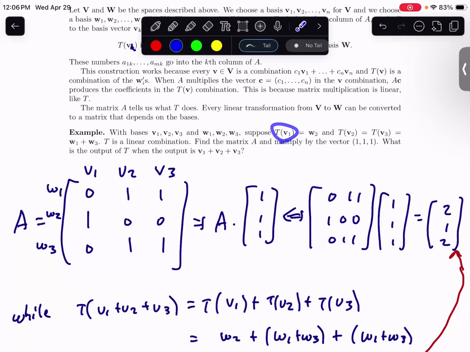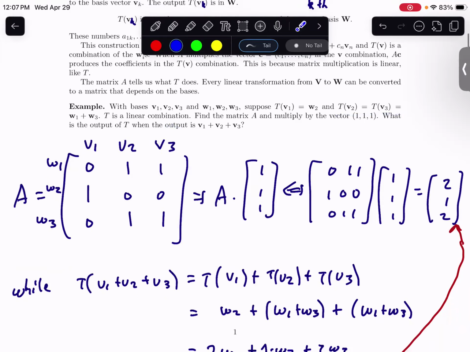So T of V1 is equal to 1 times W2, plus 0 times W3 plus 0 times W1. So V1 just goes to 1 times W2, which gives a 1 in the first column and 0 elsewhere. Then T of V2 is equal to T of V3, which is W1 plus W3. So this is 1 times W1 plus 1 times W3, plus 0 times W2, which gives you the column associated to V2. And the same for V3, because they have the same output.